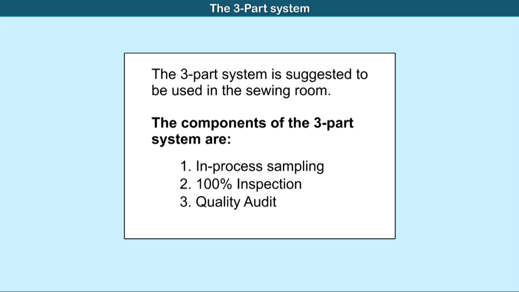The three-part system is suggested to be used in the sewing room. The components of the three-part system are: first, in-process sampling; second, 100% inspection; and third, quality audit.